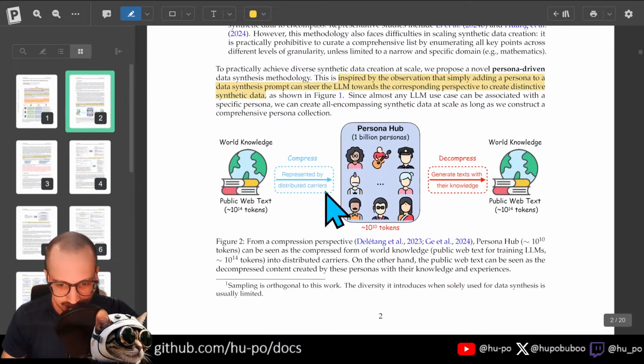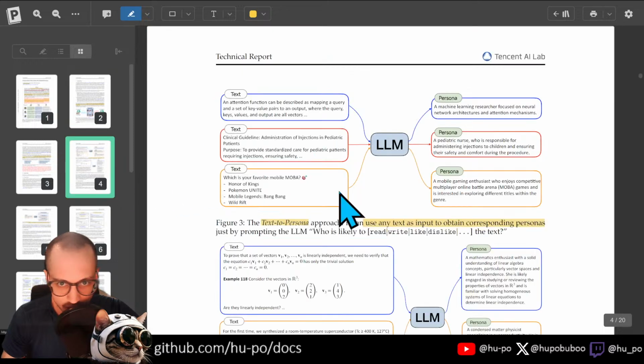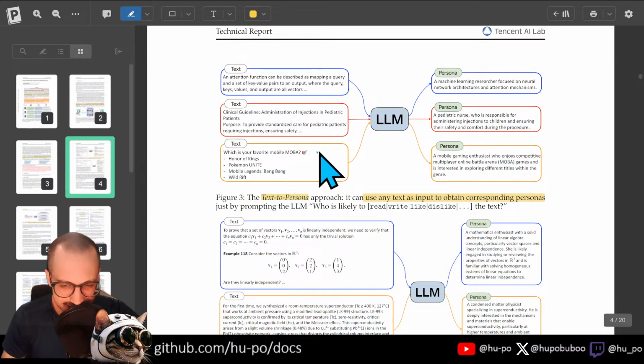And in this paper, they find a way of what they call text to persona, where given an arbitrary piece of text from the internet, they will create a persona from it, right? So for example, here's a random piece of text from some kind of machine learning paper, and then they create this persona, which is a description of a person, a machine learning researcher focused on neural network architectures and attention mechanism. Here's a piece of text from some kind of mobile game blog, or I don't even exactly know where this piece of text is from, and then they create this persona, a mobile gaming enthusiast who enjoys competitive multiplayer games, right?